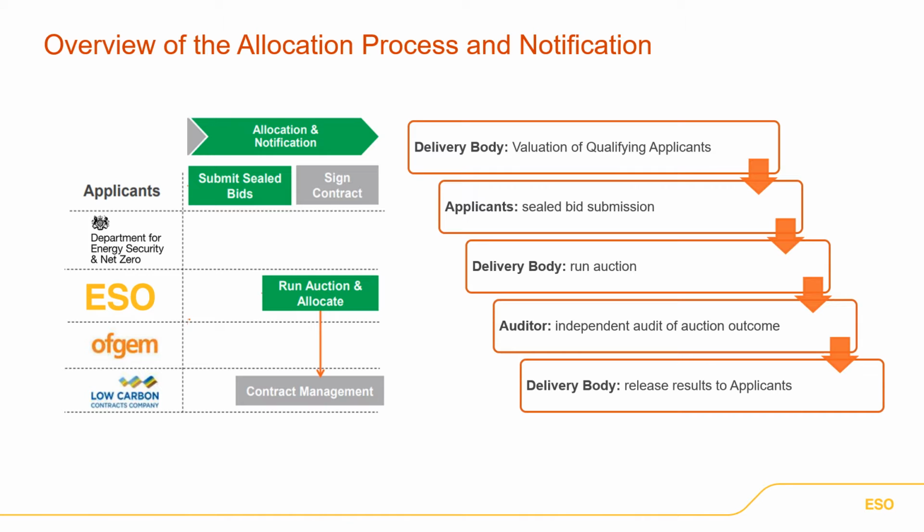In the auction, the delivery body will then evaluate the bids against the rules stated in the allocation framework for Allocation Round 6 and identify the clearing price of the auction. Bids are allocated up to the point where a constraint, be that a megawatt or a pound, is exceeded, and therefore the auction can no longer continue. The team will be on hand to assist you with these activities, predominantly around the sealed bid submission process.